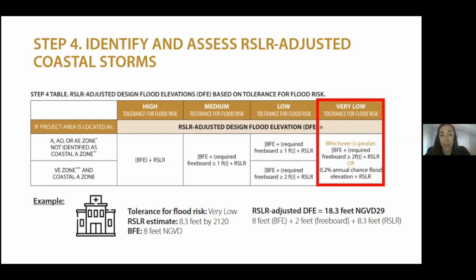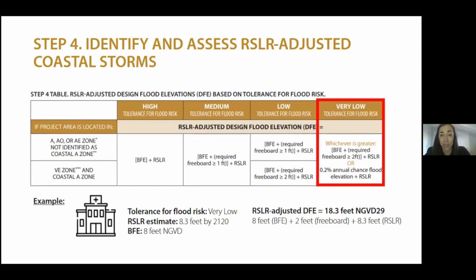This prompts us to add our RSLR estimate to current flood protection requirements of BFE plus 2 feet of freeboard. So if we add our numbers together, we get a BFE of 8 feet GVD plus 2 feet of freeboard plus 8.3 feet of RSLR, which equals an RSLR adjusted DFE of 18.3 feet GVD.